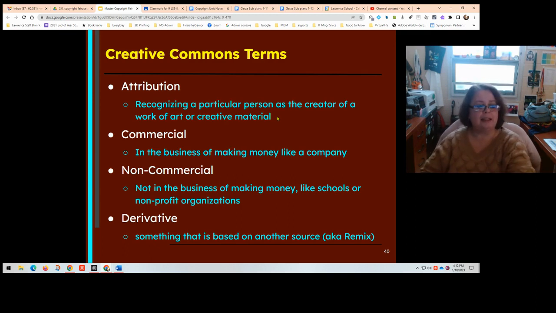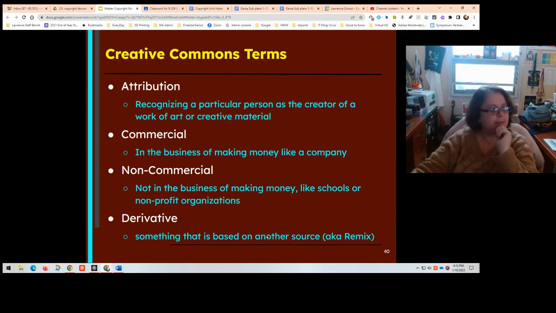A derivative is the last term, and this is something that is based on another source. So it's kind of the idea of remixing. For instance, Romeo and Juliet is the original source of that story. A derivative would be like West Side Story, which is a musical loosely based on the idea of Romeo and Juliet. So it's another version or some changed version of the original. You, because you're a child of your parents, could be considered a derivative of your parents, if you want to get technical about it.